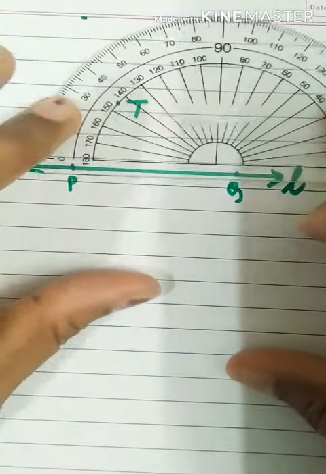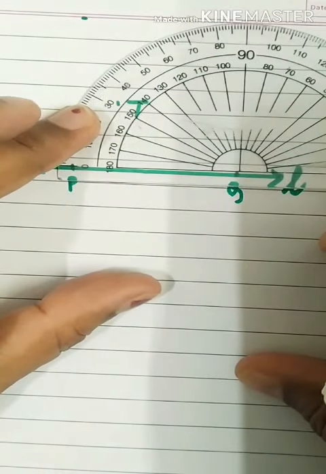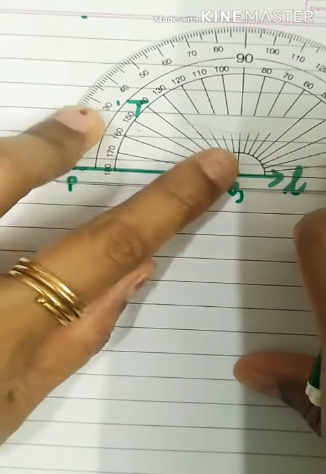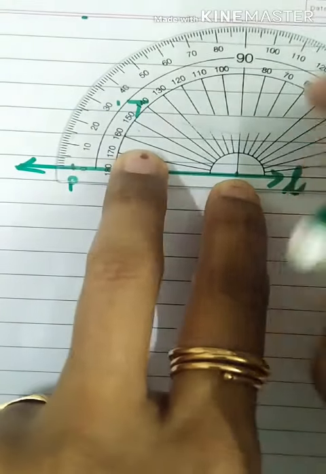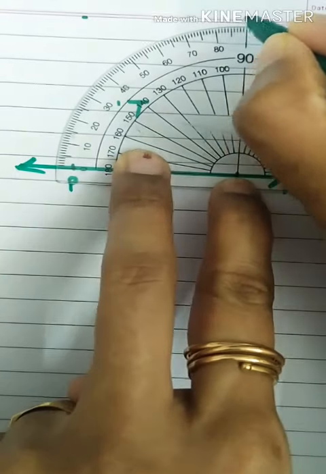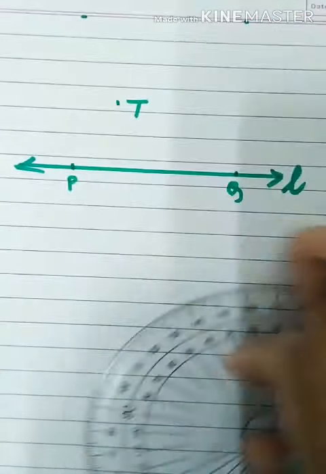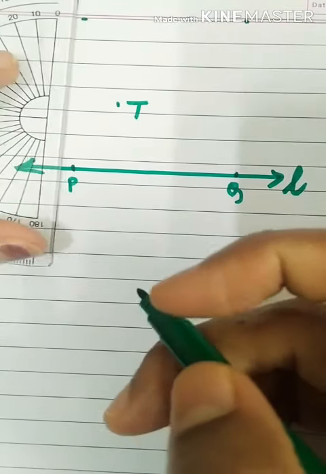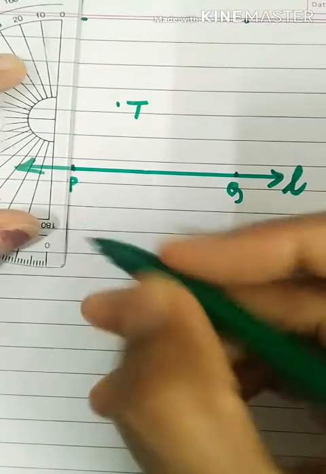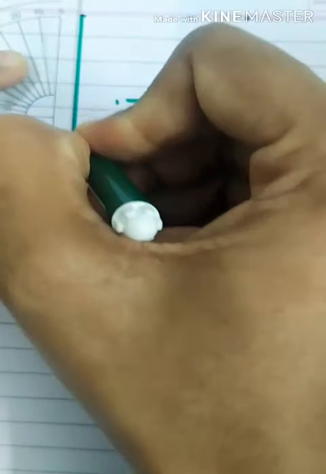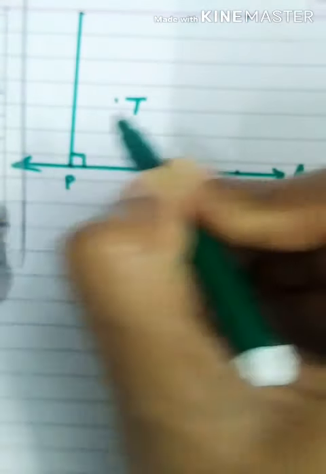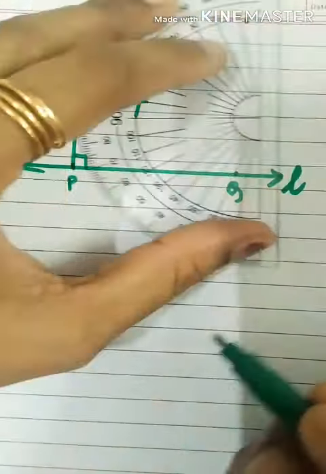Similarly, keep the protractor at point Q. Be calm and do the construction. Point Q, mark 90 degree. Okay, so once I got that, I will draw the perpendicular. So we got our first perpendicular. Mark, show the perpendicular sign, 90 degree.